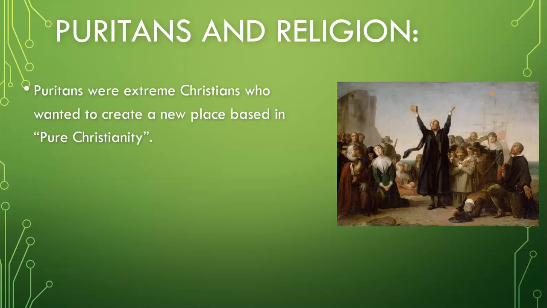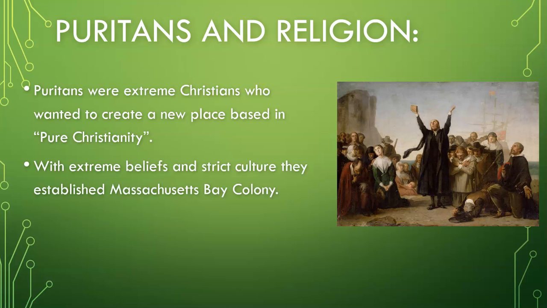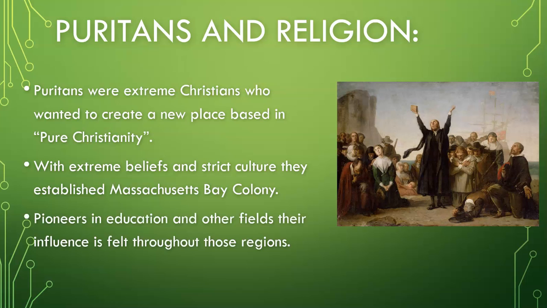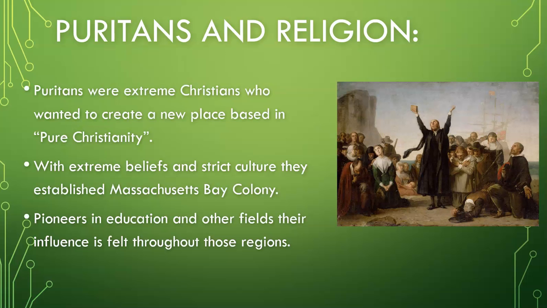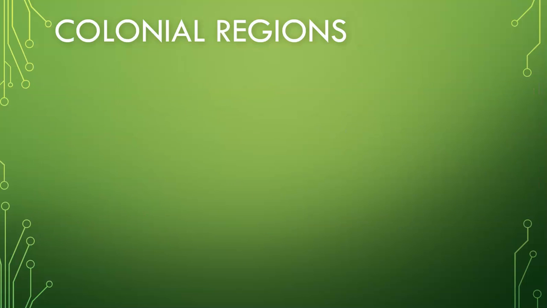Briefly, we're going to talk about the Puritans. Extreme Christians. Wanted a new place based on pure Christianity. Extreme beliefs, strict culture, they established Massachusetts Bay Colony, pioneers in education and other fields. You can feel the Puritan influence throughout all of culture. They'll lead to the Second Great Awakening as well, which we will get into, or the First Great Awakening, wow, which we'll get into later. That comes more relevant when we get into the Revolution.